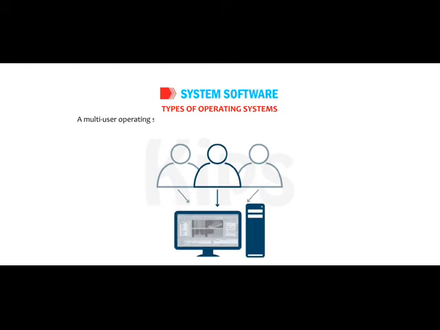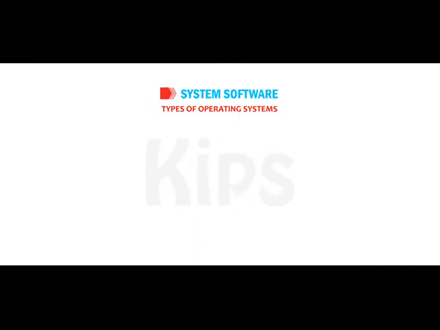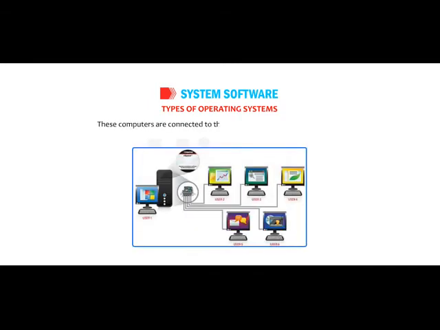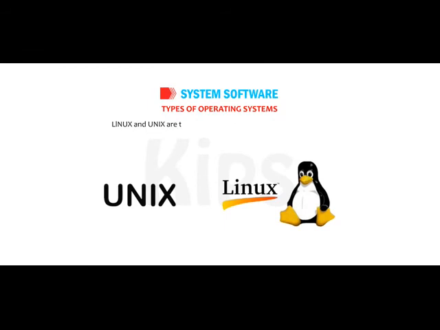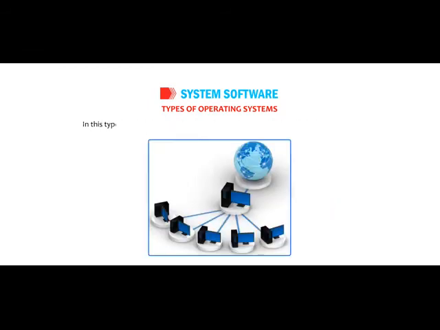Multi-user. A multi-user operating system allows multiple users on different computers to access a system at the same time. These computers are connected to the main computer through a network. The multi-user operating system can handle the various needs and requests of all the users simultaneously. Linux and Unix are the examples of multi-user operating system.